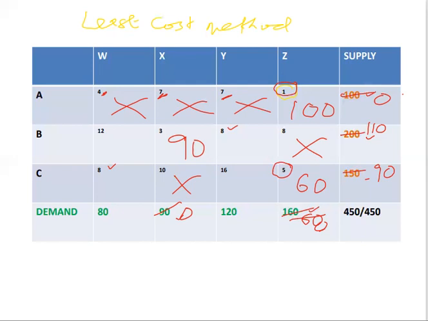Now, this 8 under BY has the opportunity to supply 110 bags. Meanwhile, this 8 has the opportunity to supply what? 90 bags. So which of these 8 has more to supply? That's 110. That means BZ.